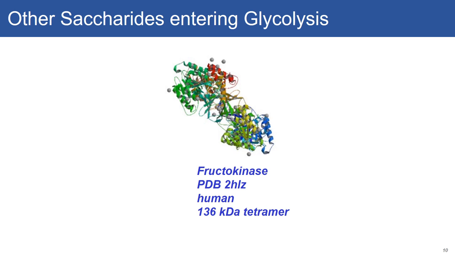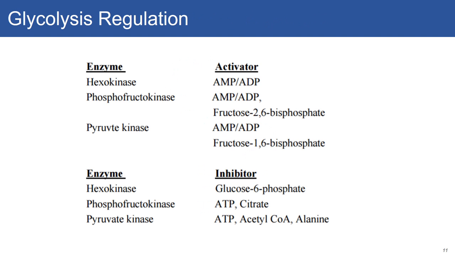In the liver, fructokinase catalyzes phosphorylation of fructose, but not at C6, but at C1. So that's a little bit different. And then it's cleaved to form glyceraldehyde and dihydroxyacetone phosphate by fructose 1-phosphate aldolase. So there are different mechanisms by which these different sugars can get in, but almost all sugars can get into the pathway, into glycolysis.